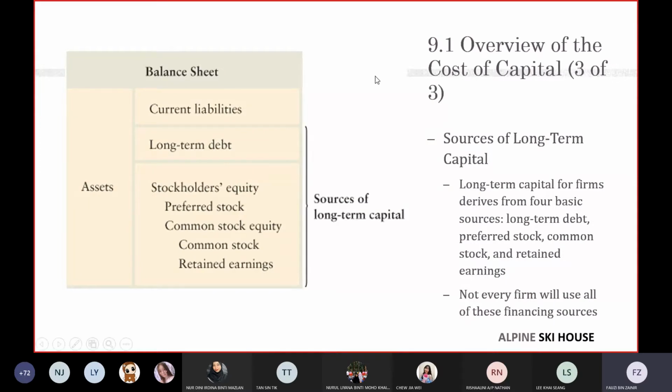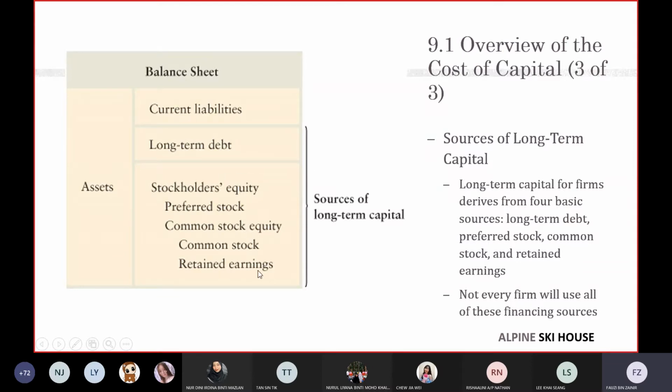So where do we get our source of capital? We can get it from several sources. One is debt, using long-term debt, and then we can use preferred stocks if the company does issue preferred stocks, or we can use common stock and retained earnings. So not every firm will use all of these financing sources. You can mix and match any of them.